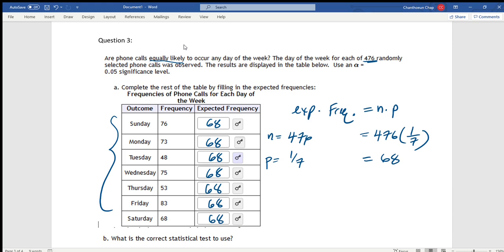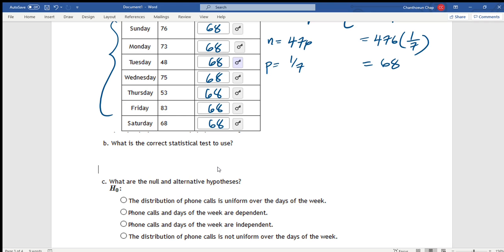Out of 476 randomly selected phone calls, if we're assuming all of the days of the week have the same probability of getting a call, then we expect about 68 calls for each of these categories. Part B, what is the correct statistical test to use? This is going to be a goodness of fit test. How do I know it's a goodness of fit test? Well, we have expected and observed count, so this must be a goodness of fit test.